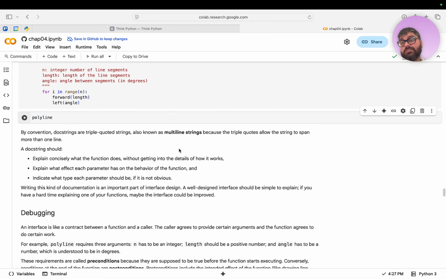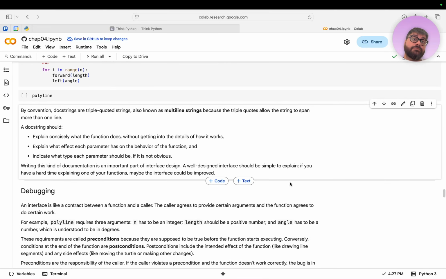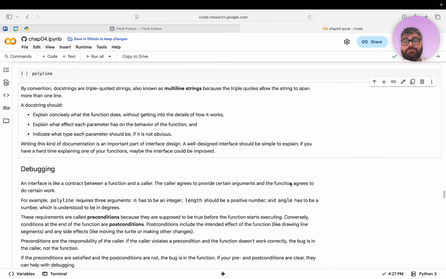By convention, doc strings are triple quoted strings, also known as multi-line strings, because the triple quotes allow the strings to span more than one line. A doc string should explain concisely what the function does without getting into the details of how it works, explain what effect each parameter has on the behavior of the function, and indicate what type each parameter should be if it's not obvious. Writing this kind of documentation is an important part of interface design. A well-designed interface should be simple to explain. If you have a hard time explaining one of your functions, maybe the interface could be improved. Yeah, true. All of this is just true.